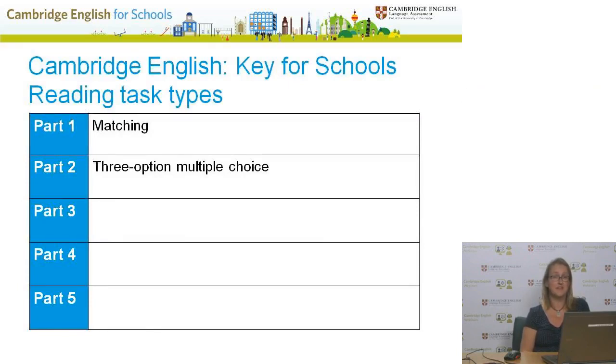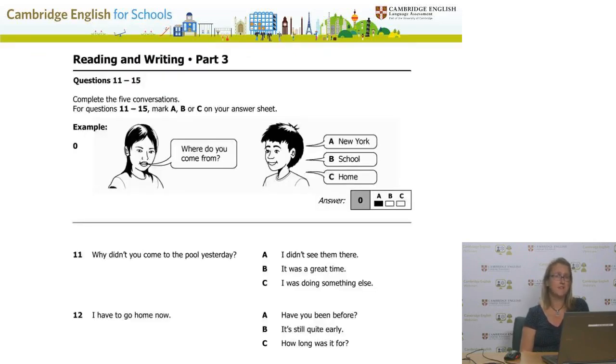The second task in the reading test is a 3-option multiple choice. And the third task is a 3-option multiple choice and matching. Here's the first part of a part 3 for you to look at. For each 2-line dialogue, the candidates have to select the correct response from the 3 options they are given.